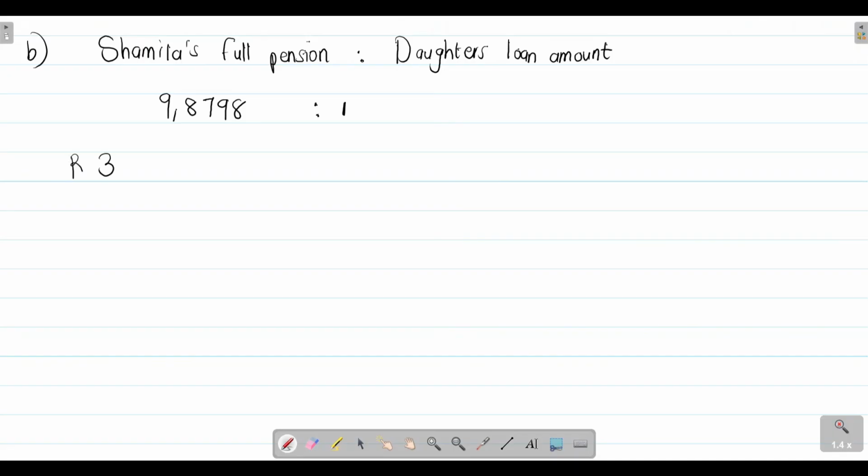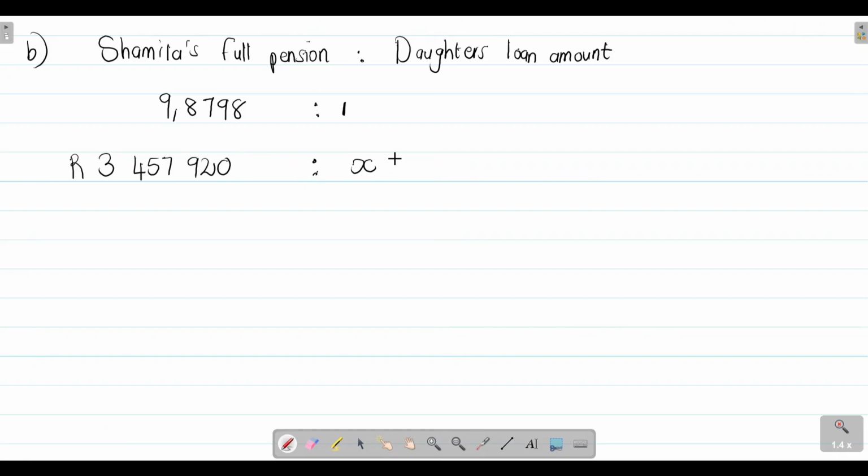So we're going to put it down. Please, everything that relates to Shamila's full pension goes on the left hand side, and everything that relates to the daughter's loan amount will go on the right hand side. Okay, we know that Shamila's full pension is equal to 3,457,920. However, we do not know what the daughter's loan amount is, right? So I'm going to put that as an X because it's an unknown.